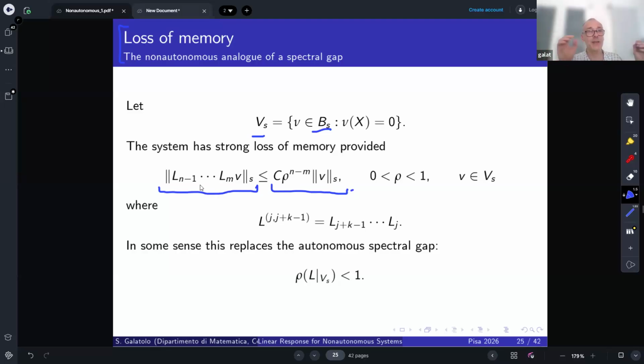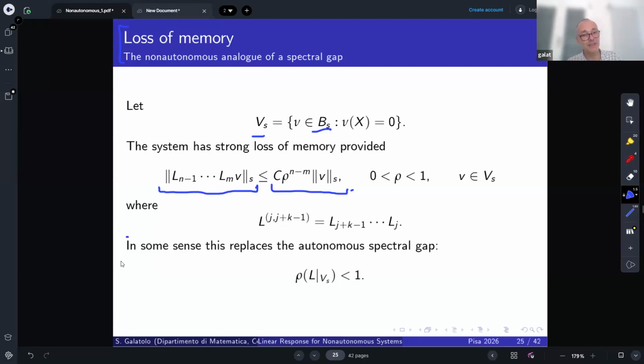For example, if I apply a composition of 100 subsequent operators, I will have a certain contraction of the zero average space, no matter when I start. I can start the composition very far in the past or very far in the future, it will be the same. We ask for a uniform exponential decay in time. And when we have this, we call it exponential loss of memory.